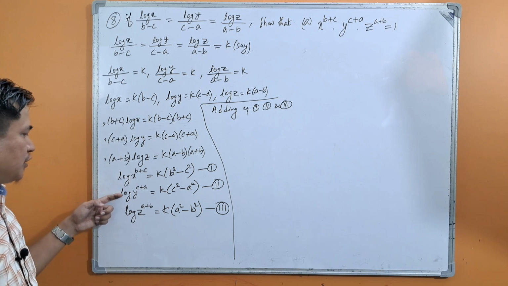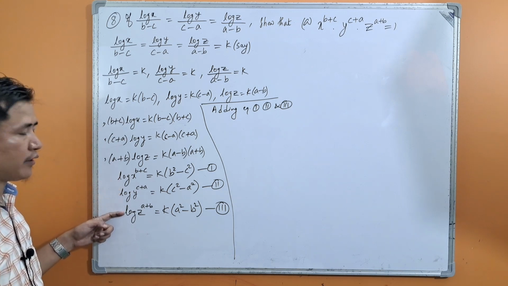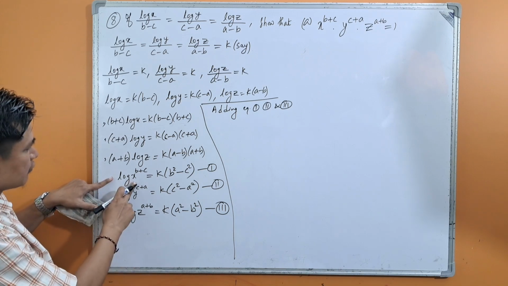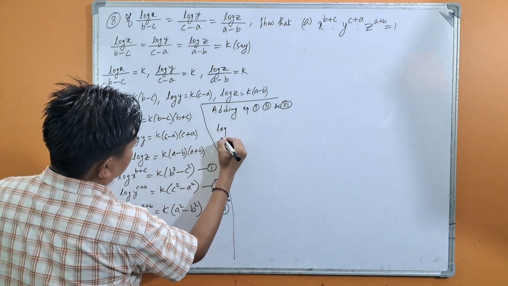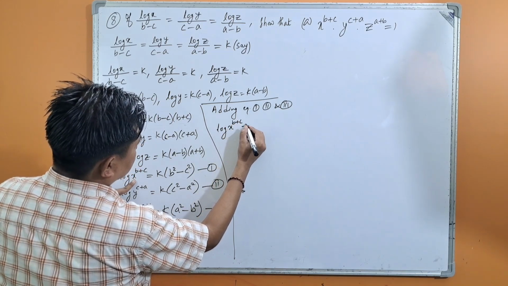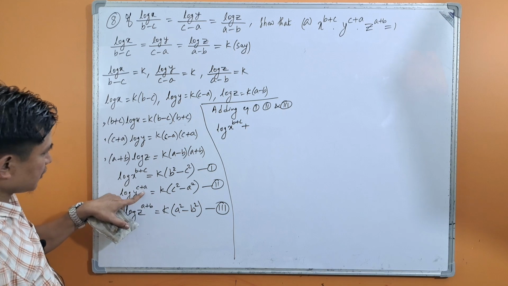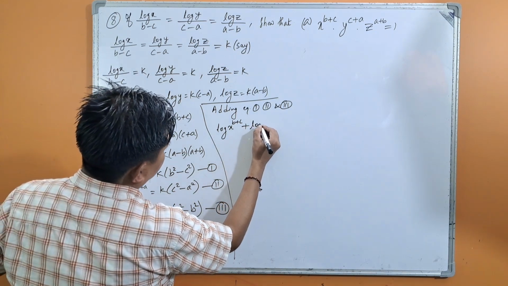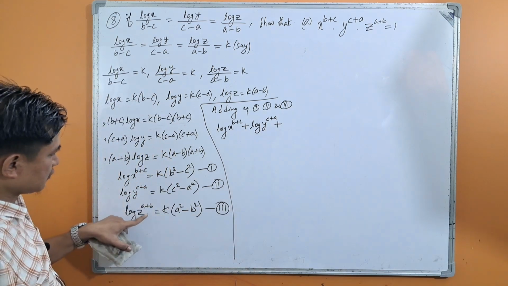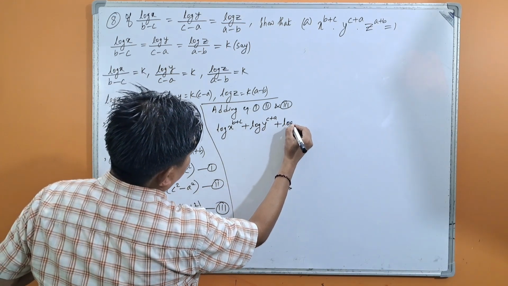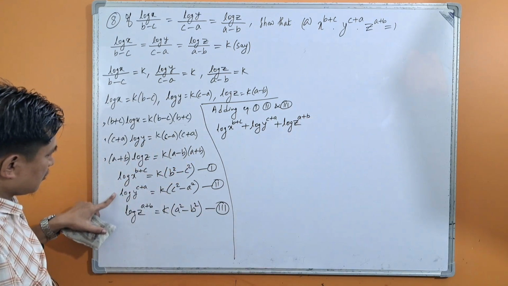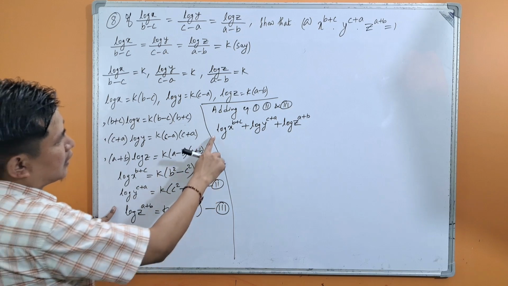When we add equations 1, 2 and 3, we have to add all the left hand sides together, and similarly we add all the right hand sides together. In the left hand side we have log x to the power b plus c, plus log y to the power c plus a, plus log z to the power a plus b. All these three terms of the left hand side are added together.